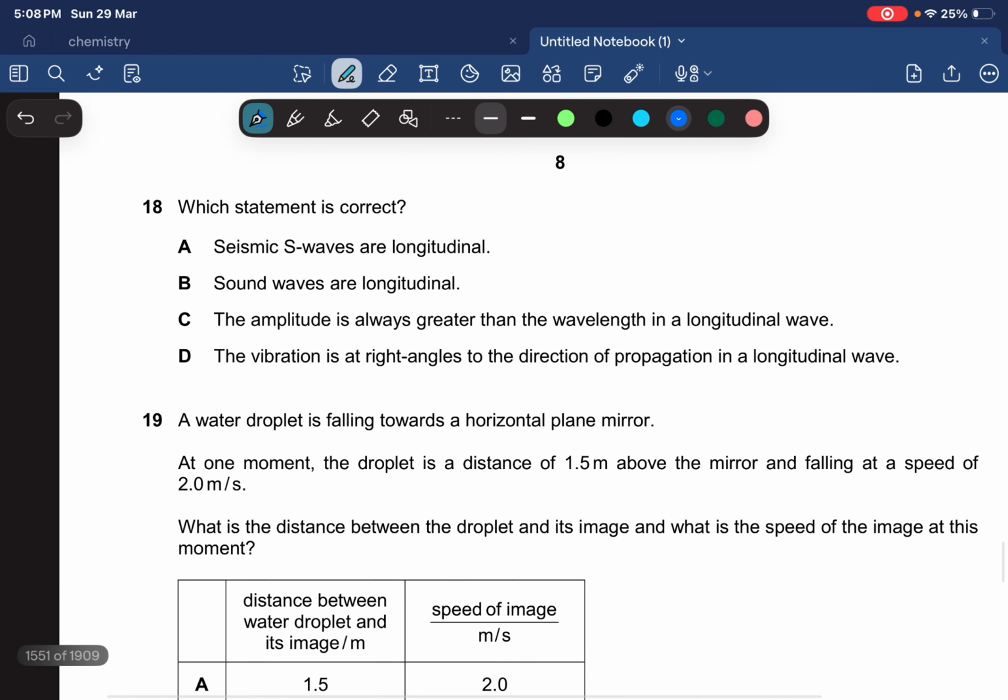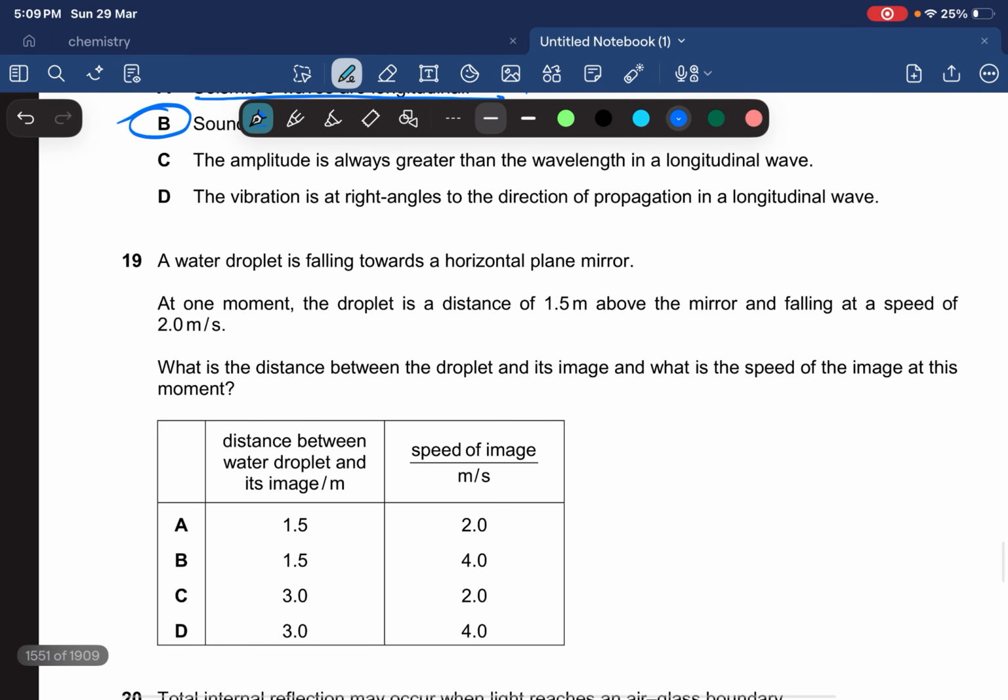Easy. Which statement is correct? Seismic S waves are longitudinal. Asha, this is the part that you got to learn. You got to learn it from the syllabus. Sound waves are longitudinal. That is what all of us know. Sound is longitudinal. So let's just select the right one and move on.